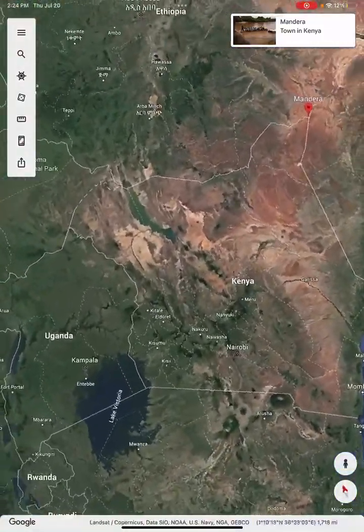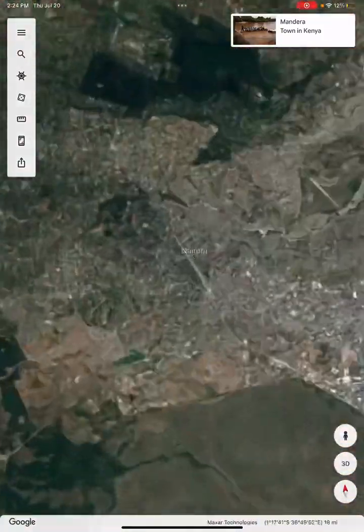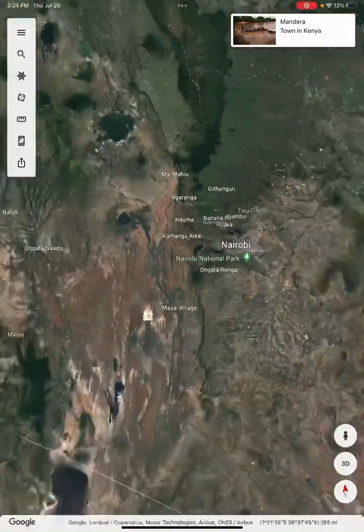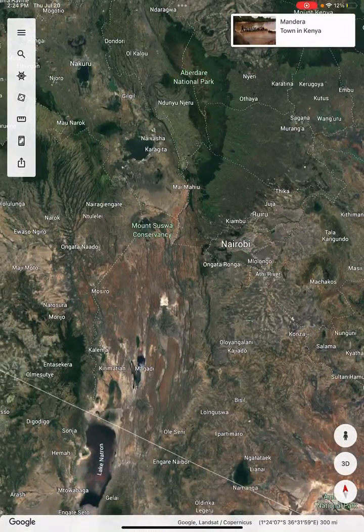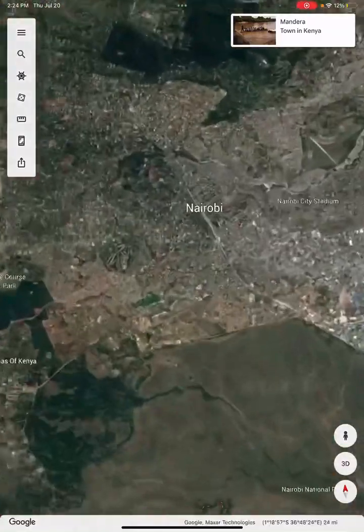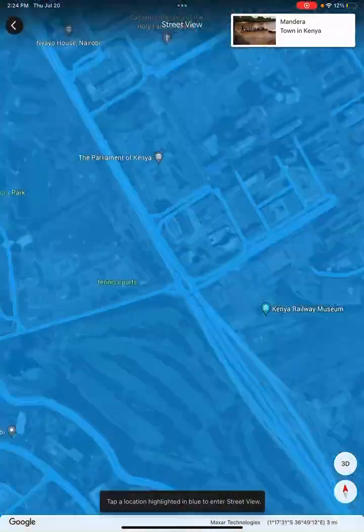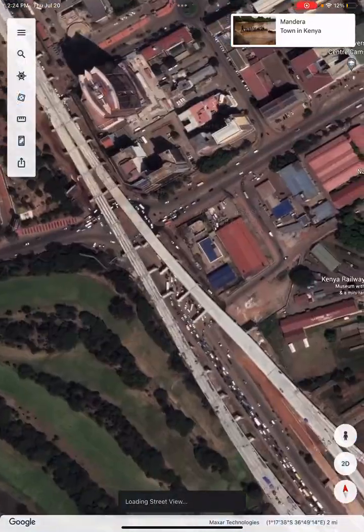The capital of Kenya and largest city is Nairobi, right here. There's also a county called Nairobi County, because Nairobi has its own county. And we can actually see Nairobi in Google Earth too. We can see its buildings.